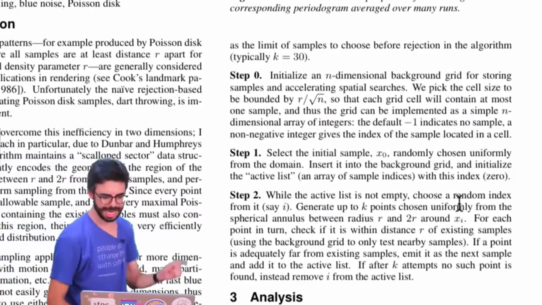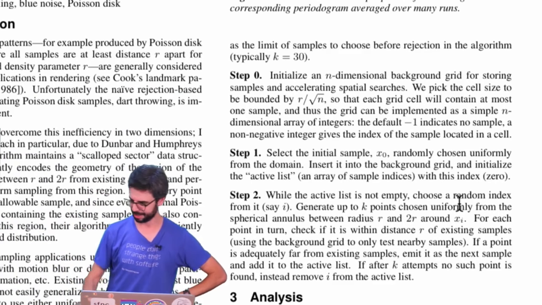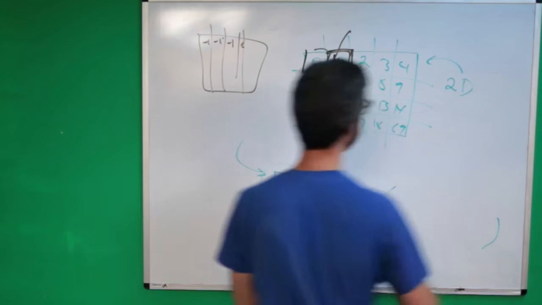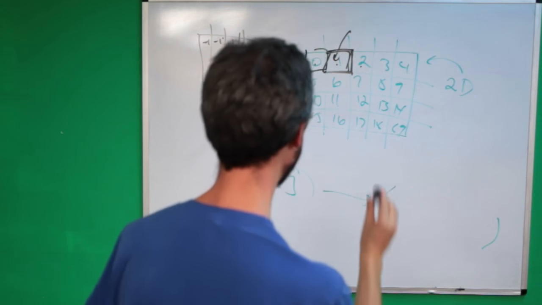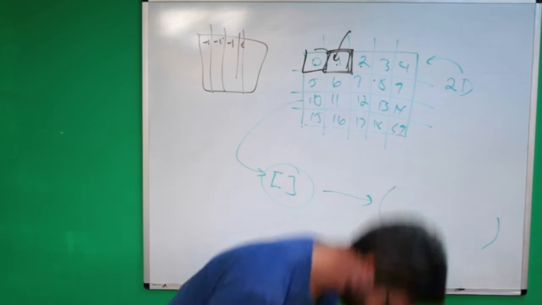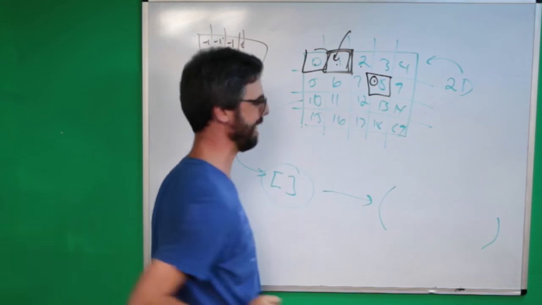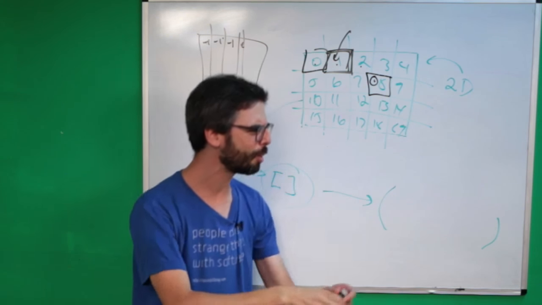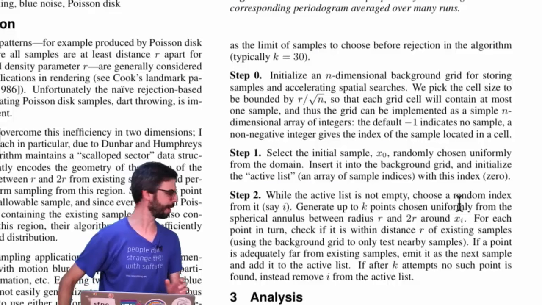So now, select the initial sample and insert it into the background grid. What does that mean? If I pick a random point somewhere in this window, I've got to throw a dart, right? Ready? 1, 2, 3. It worked. Exciting live demonstration. I picked this random point, and I can see that it's in spot 8. Unfortunately, in my code I can't just throw something and see where it is, so I have to figure out where it goes.